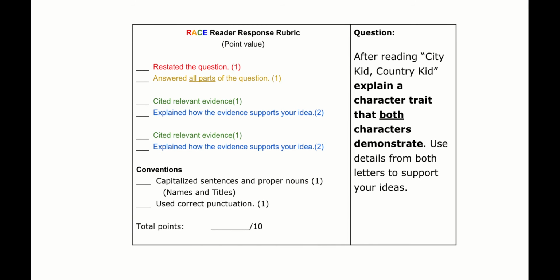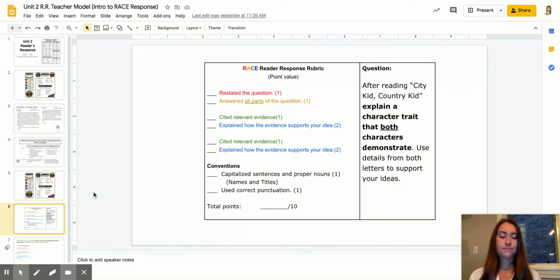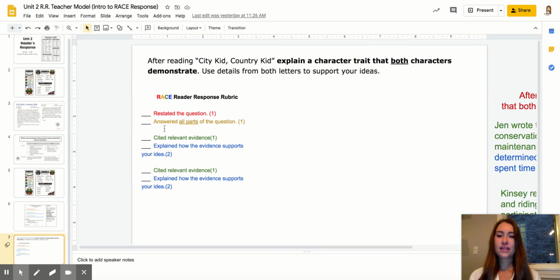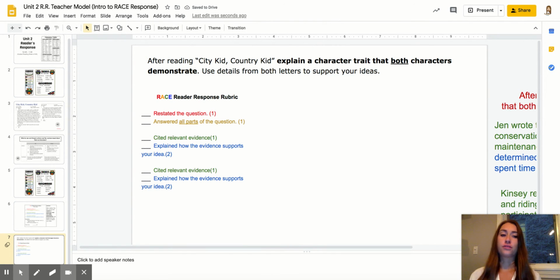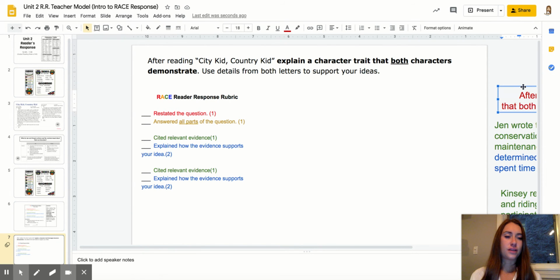So I'm going to go ahead and get started with my race response. And I've just dragged my rubric over here to my workstation. And I need to restate the question as answer. The best way to do that is to tell me what text you are talking about. So you can use that same phrase. After reading Country Kid, City Kid, a character trait that both characters demonstrate, and then I'll give you my answer in that same sentence.